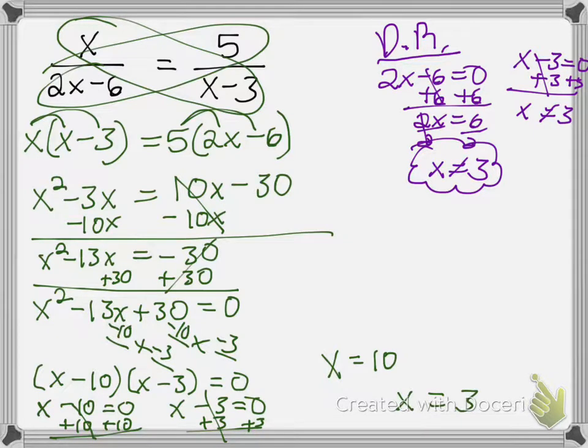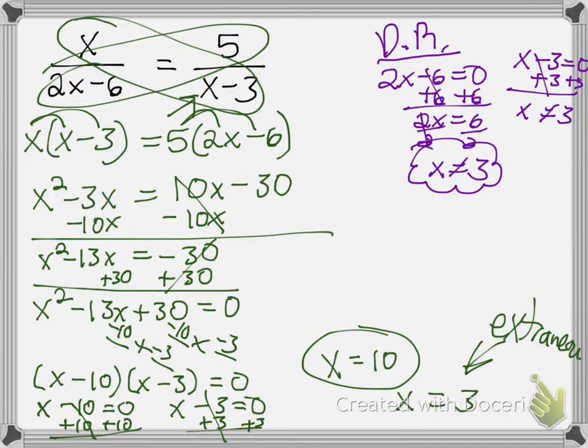But you remember from our domain restriction, we said x cannot equal 3. Duh. Because if you plug in 3 right there, 3 minus 3 is going to give you 0. So my only solution is that x equals 10. And this second one right here is extraneous. And that's it.